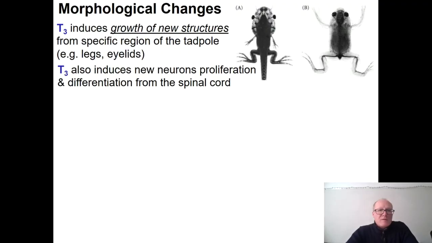T3 also induces the formation of new neurons from the spinal cord, and this of course makes total sense, because if we produce new muscle, for example the muscle of the limb, we also need innervation so that the brain can control those muscles. Without innervation, the muscle will just be there and not be able to be controlled. So T3 induces the proliferation of new neurons from the spinal cord to innervate the new structures that have been formed.